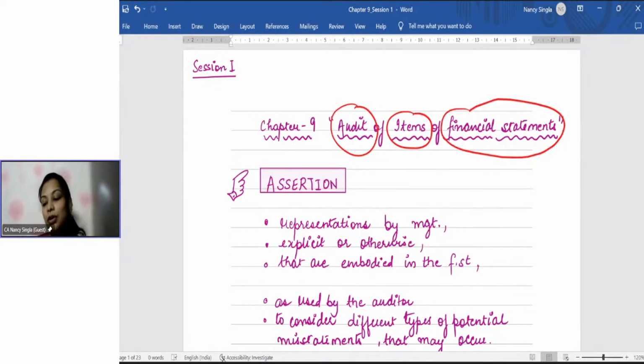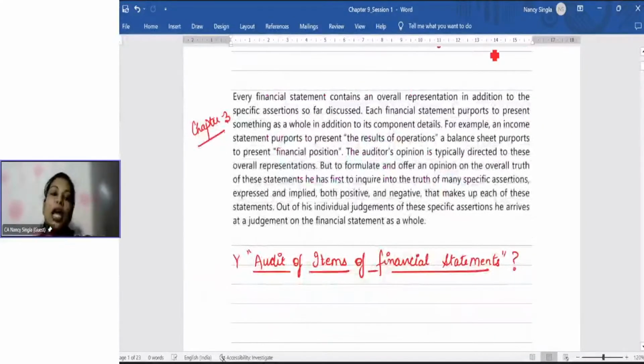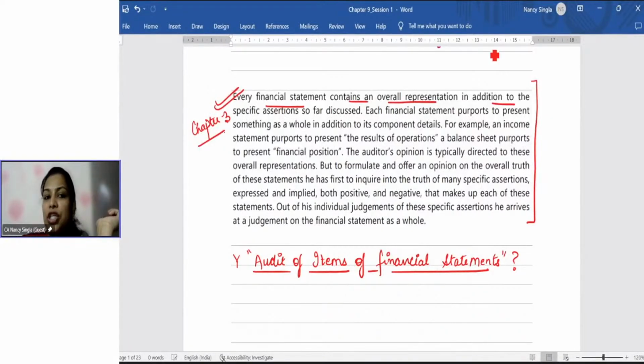So before understanding these terms, let us have a look at a paragraph that we have covered in chapter number 3. Students, this paragraph beautifully explains why we are studying this topic, that is chapter number 9, right? If you look at this paragraph, it says that every financial statement contains an overall representation in addition to specific assertions so far discussed.